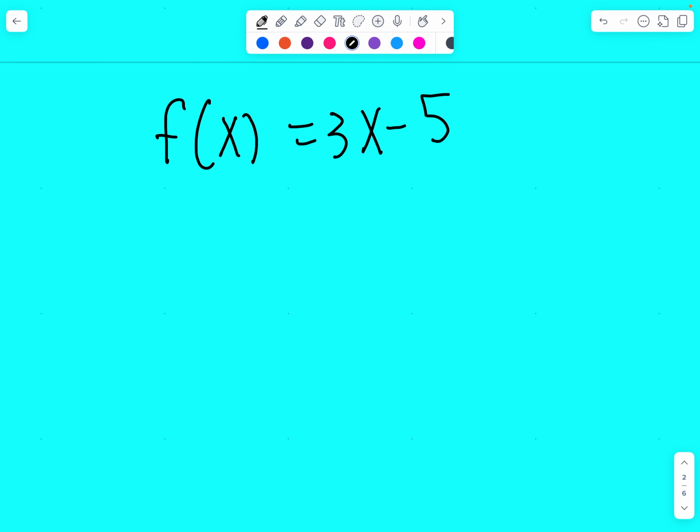So we have the function f(x) = 3x - 5. This is a linear function. There's no square roots, no denominators, no fractions. So X can be anything. You heard that right. Anything, and it's linear. So if X can be anything, then the domain is negative infinity to infinity.